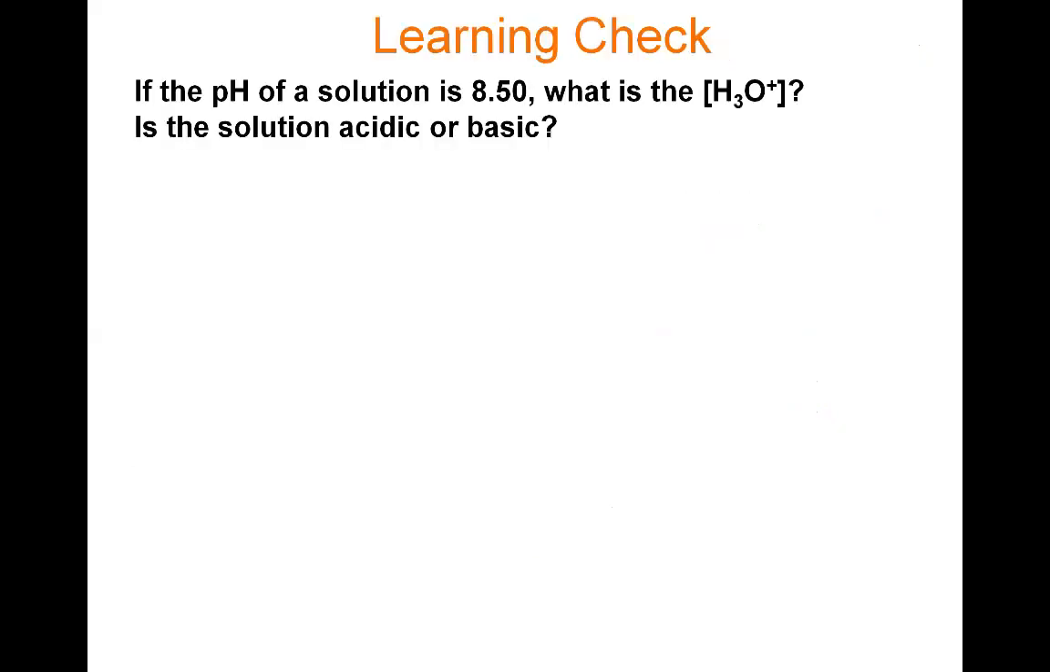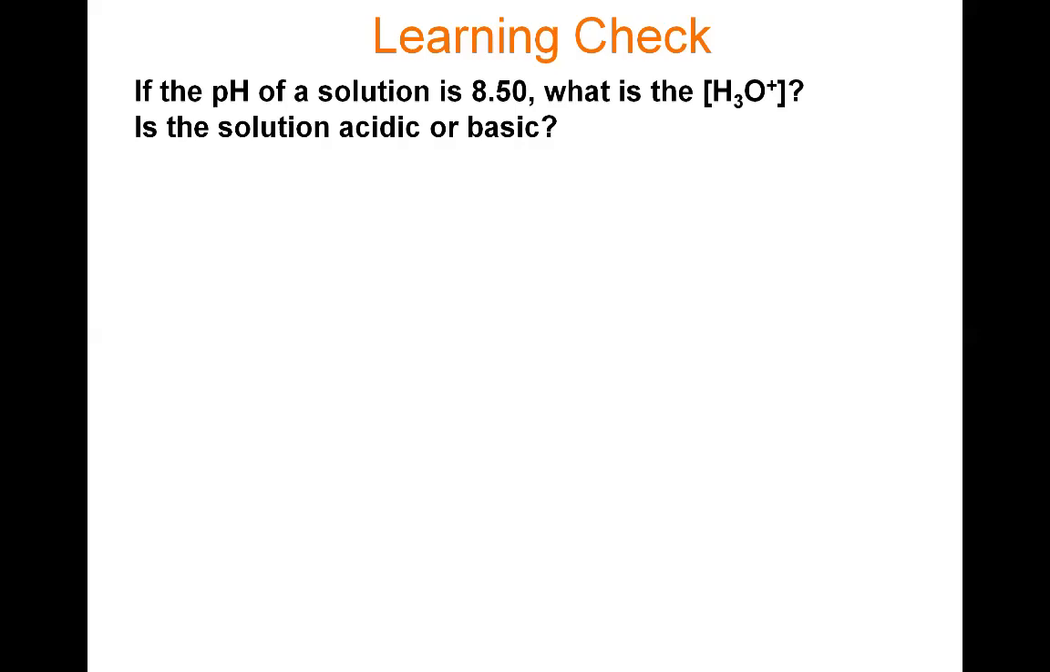So let's practice using the calculator to calculate the concentration of H3O+, given the pH is 8.50 in this case. That's practice problem number 13 in your list of practice problems. Again, you can pause now before I give the answer. So what is the concentration of hydronium ion given the pH is 8.50?